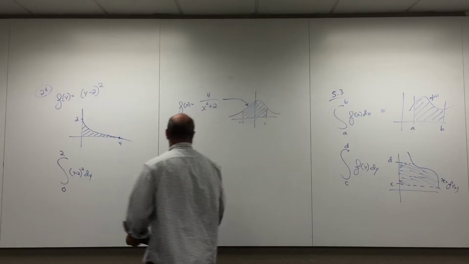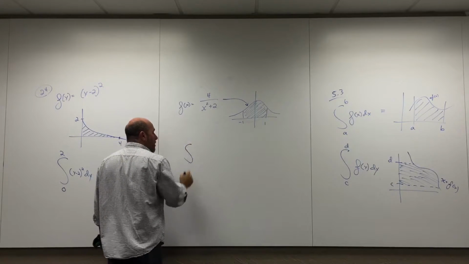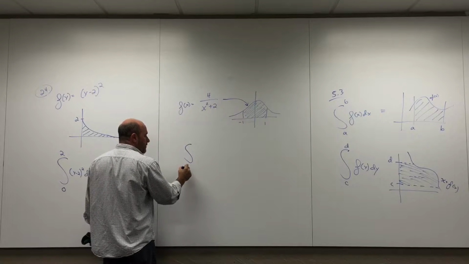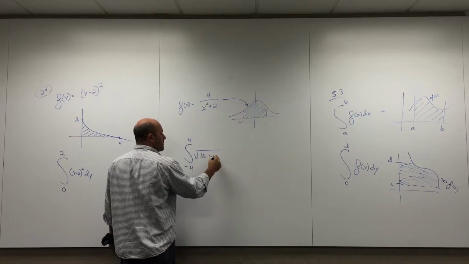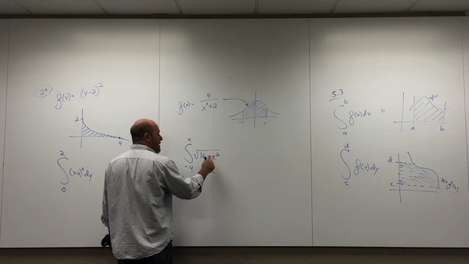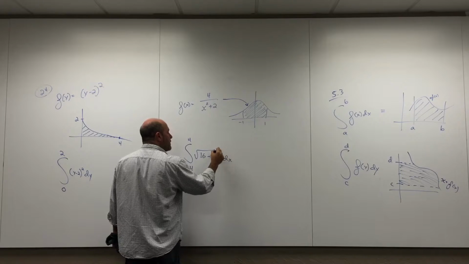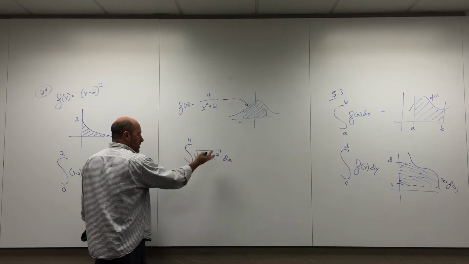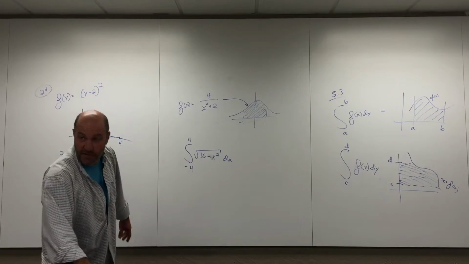Here's one. I'm just making this one up, but it looks like one of your homework problems. Now I'm going to go backwards. Here's an integral: the integral of the square root of 16 minus x squared, dx. So the question is, don't do this integral. You can't do this integral.